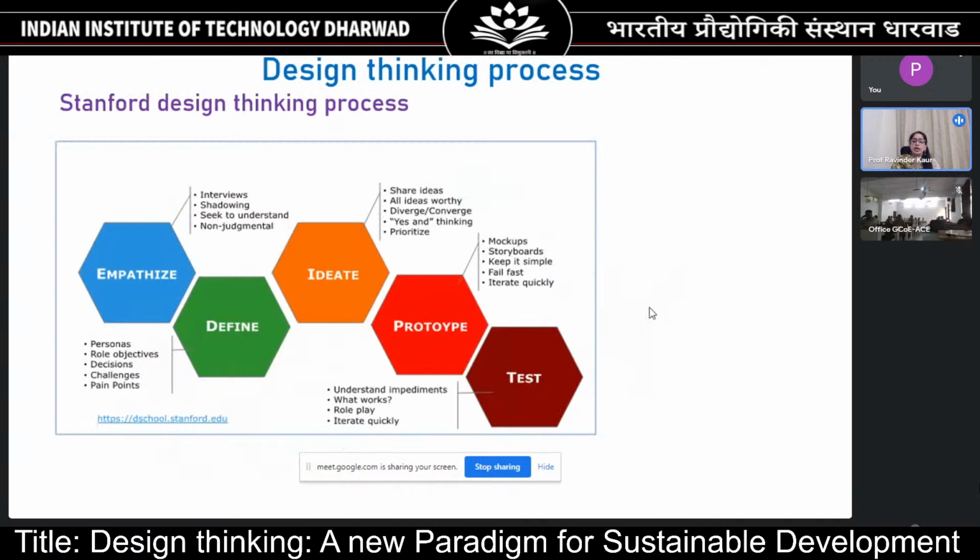So as the formal process goes, according to Stanford, we also call it observe, and observation comes with an eye of empathy. So the first step is to observe around you, to find out, or to remain with the group of people for whom you are trying to find a solution.